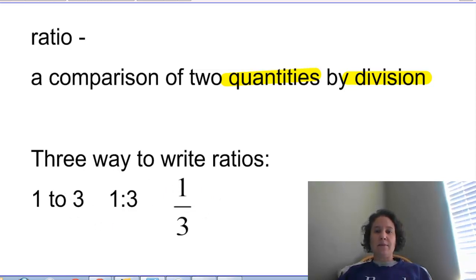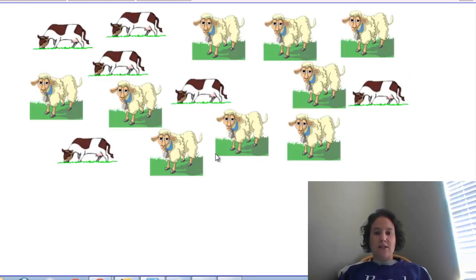So let's look at some different ways that we can compare quantities using ratios. Let's say we have some animals out in the field grazing, and I want to think about what are some different ratios that I could write to talk about this situation. What I want you to notice first is that there are 6 cows and there are 9 sheep. One thing to keep in mind when you're writing ratios, a lot of times it's a good idea to label the numbers in our ratios. You don't always have to do that, but it's a good idea.